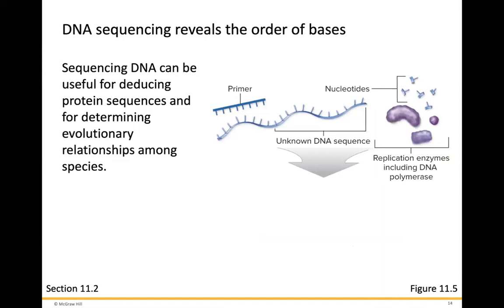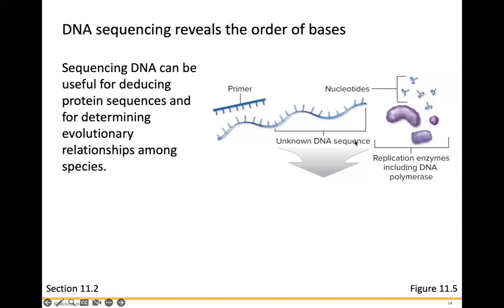Now, in order to test a lot of this and to make sure that you're inserting the appropriate DNA and that things have been assembled correctly, we will then use DNA sequencing. DNA sequencing reveals the order of bases. Sequencing DNA can be a useful tool for deducing protein sequences and determining evolutionary relationships among species.